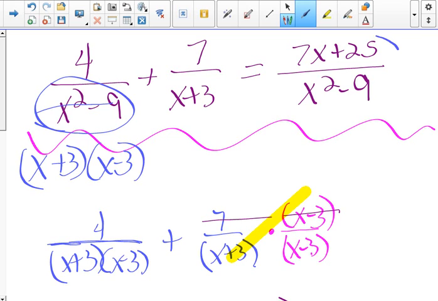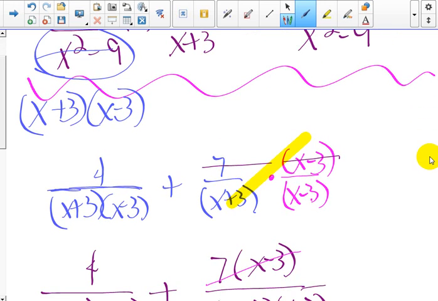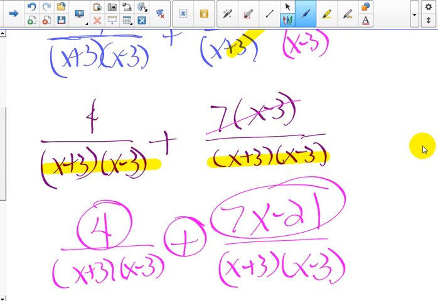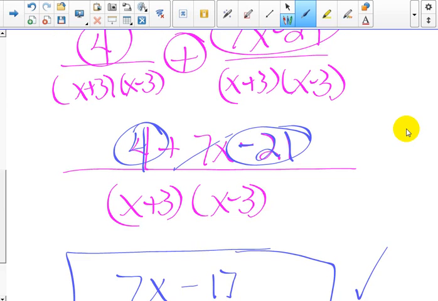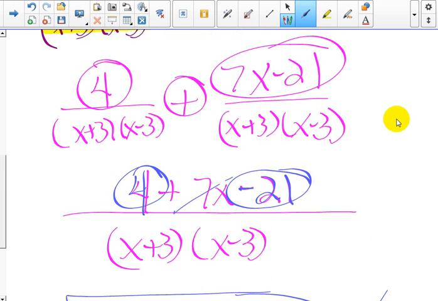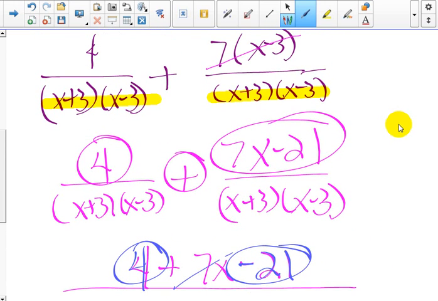So they had 7x plus 25. What mistake did they make as we scroll through this work? How did they get a 7x plus 25 instead of minus 17? You'd think the error happened in the second term, of course, but what did they do? Does anybody see the mistake they made? They added it, but what caused them to add it?